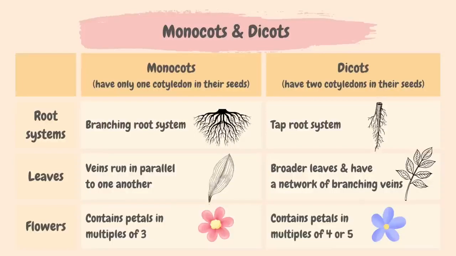Monocots have a branching root system, while dicots have a taproot system. The veins in monocot leaves run parallel and dicot leaves are broader with branching veins. Monocot flowers have petals in multiples of 3, while dicot flowers have petals in multiples of 4 or 5.